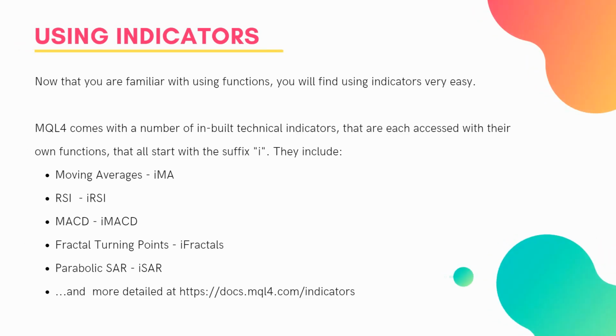So we've got some examples here. For moving averages, it's iMA. For RSI, it's iRSI. For MACD, iMACD. For Bill Williams fractals, turning points, iFractals. Parabolic SAR is iSAR. So you can see the pattern with them. They all start with i and then have a name afterwards. You can find them all at the web address there, which I'll put a link to in the description below, for the indicators in the MQL4 documentation.